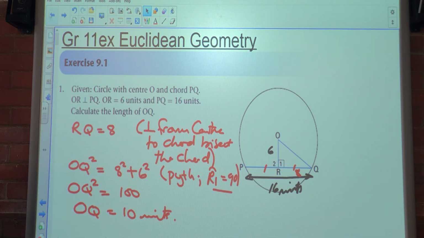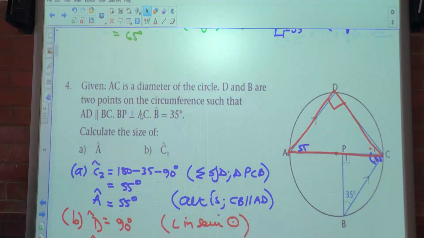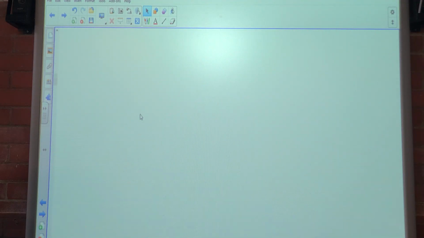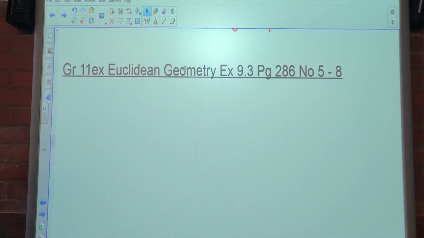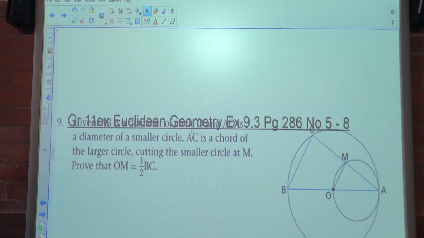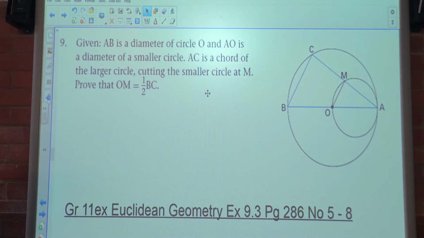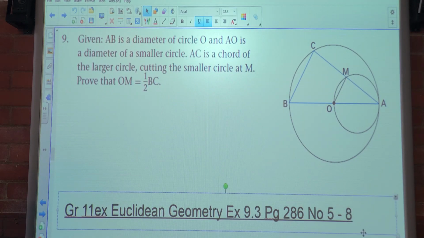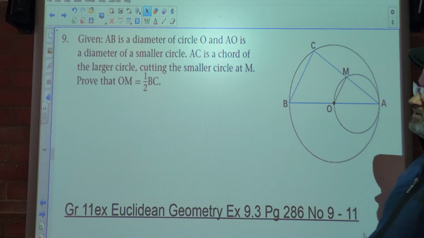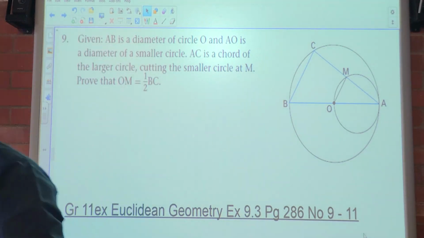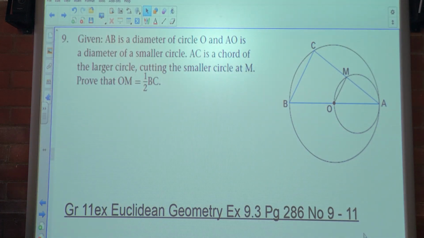So today we're looking at exercise 9.3. We have done 5 to 8 in yesterday's lesson, so you must do 9 to 11. Is that correct? 9 to 11. 9.3 now. But it will come in your mini exam, which is the next exam.